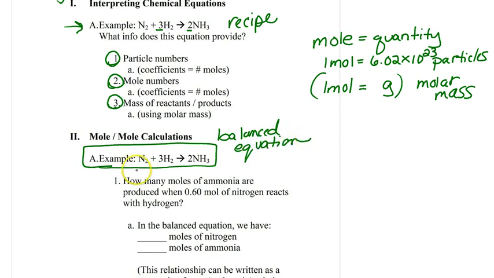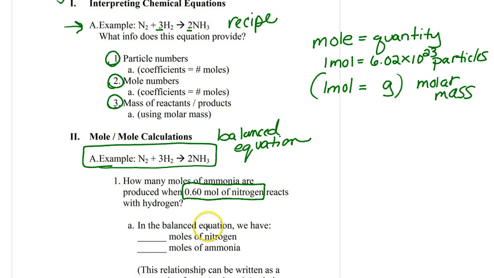So we're still going to stick with the same example. And the question is, how many moles of ammonia are produced when 0.6 moles of nitrogen reacts with hydrogen? Okay, so now we have a given. I'm going to box that in. So we have 0.60 moles of nitrogen reacting with hydrogen.